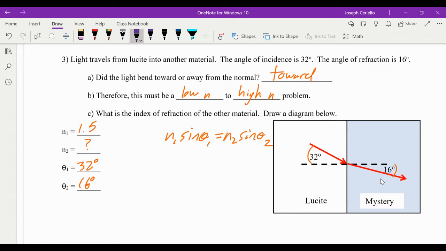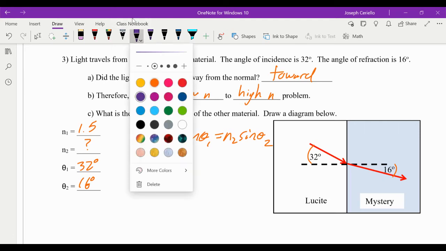So did the light bend toward or away from the normal? Hopefully you noticed it bent toward the normal, right? Because it was 32 degrees away, now it's only 16 degrees away. So this must be a low index to high index problem. Remember, if theta 1 is greater than theta 2, then n1 must be less than n2. It's kind of the reverse. Look back to the previous class where we spoke a bit about that. All right, so working through the math here.